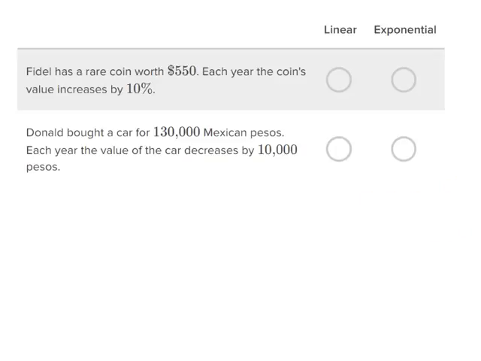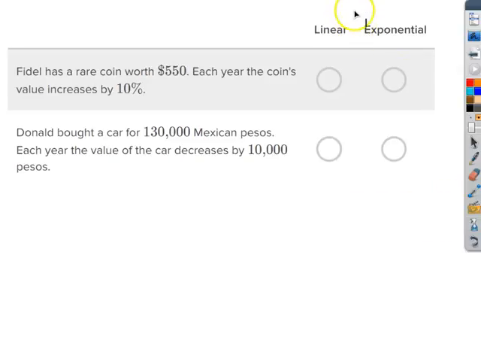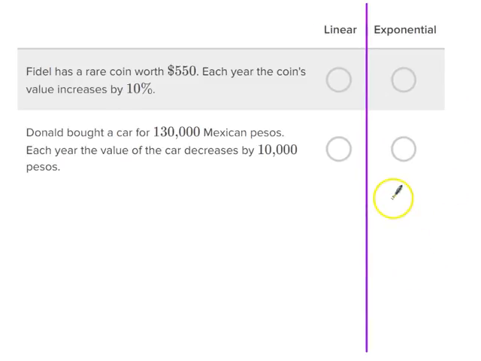In these problems, we're comparing linear to exponential models, and we might as well write the equation of each one while we're at it. Linear equations: the equation is y equals mx plus b. Exponential equations: y is equal to a times r raised to the x, where a is where it starts and r is the factor.